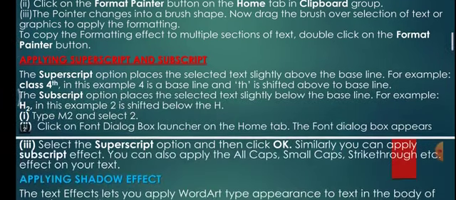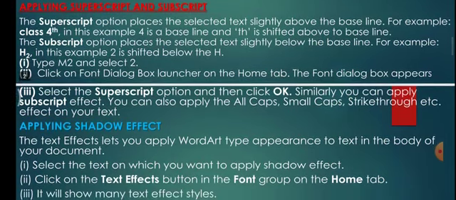Next is applying superscript and subscript. First we will see what is subscript and superscript. The superscript option places the selected text slightly above the baseline. For example, class 4th. In this example, 4 is the baseline and th is shifted above the baseline. The subscript option places the selected text slightly below the baseline. For example, H2. In this example, 2 is shifted below the H and H is the baseline.